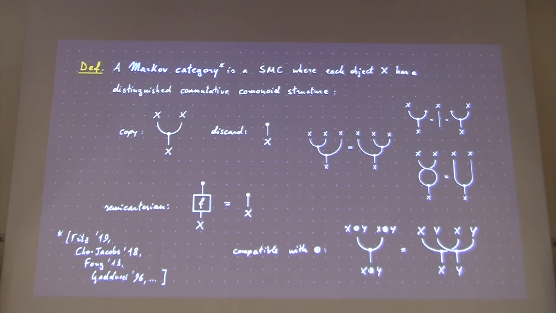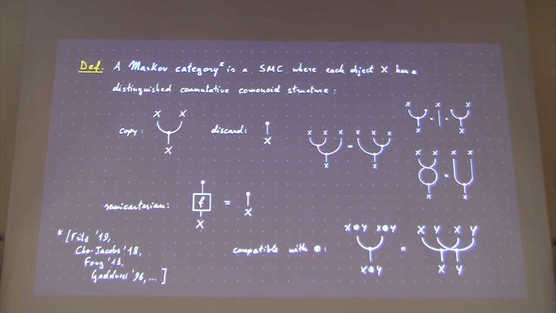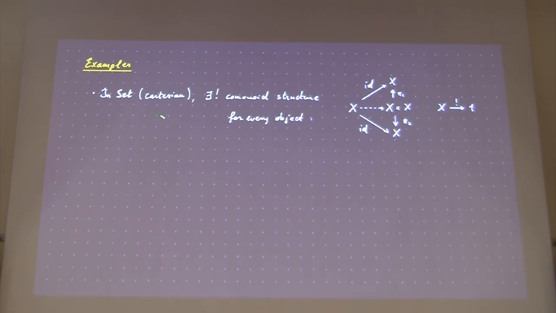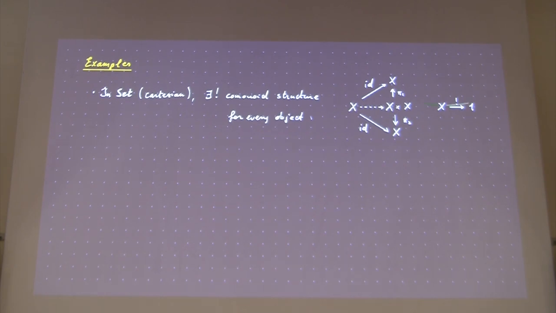All right, that's the Markov category. And this copy map is crucial if we want to talk about correlations whenever there are inputs. So here is what we can do with this. First of all, in Set and in every Cartesian monoidal category, there exists a unique comonoid structure for every object, this one. And you can prove that by the universal property of the product, there are no other ones, up to isomorphism of components.